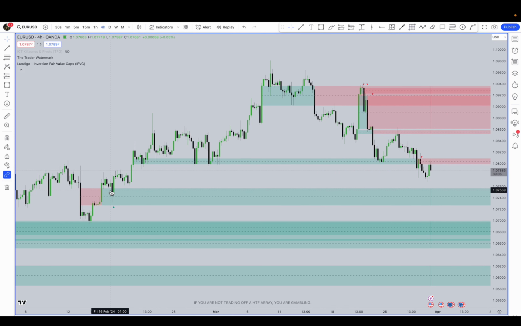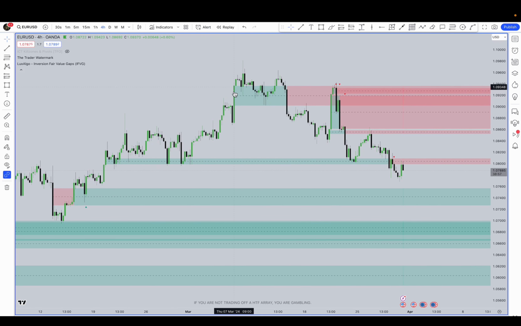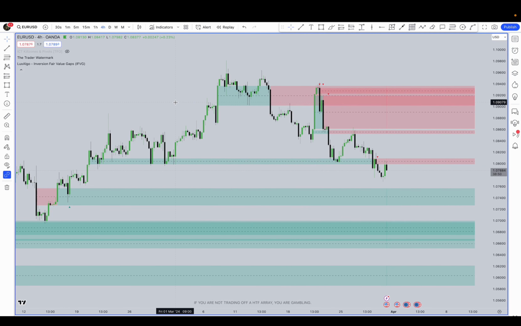So for example here, the example we just discussed, our inversion fair value gap right here, but also later in March, this fair value gap gets disrespected, retested, and you had some really nice entries into it. And you can use it if you're not sure, is it an inversion fair value gap or not? Just put on this indicator and it should help you out a lot.